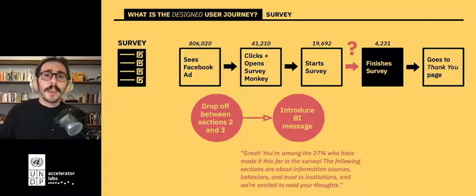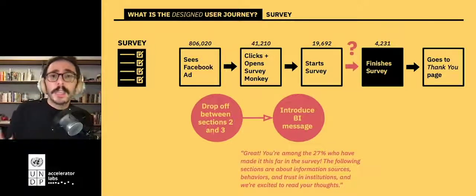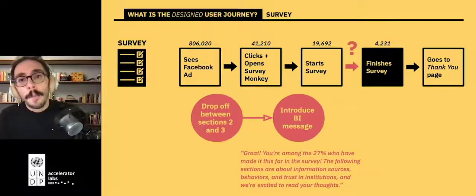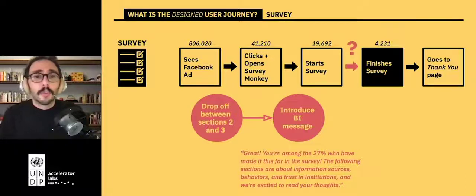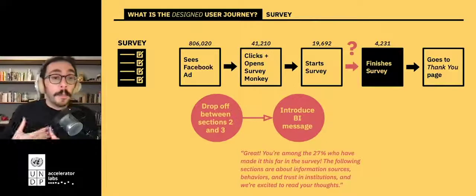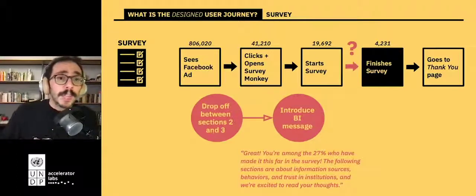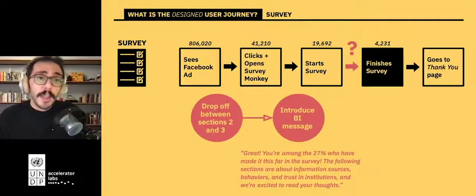So we decided to test a BI message right at the start of section 3 to see if it would have any impact on the numbers, and we introduced the following sentence. Great, you're among the 27% who have made it this far in the survey. The following sections are about information sources, behaviors, and trust in institutions, and we're excited to read your thoughts.